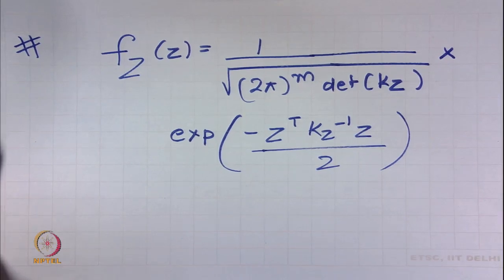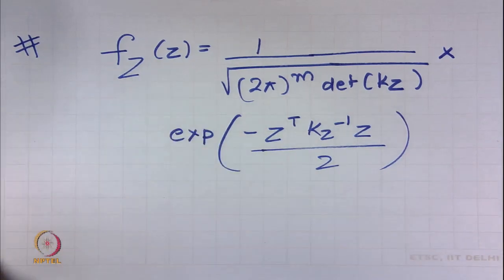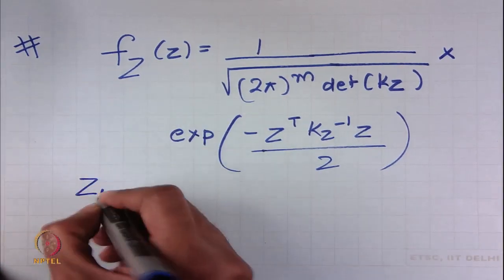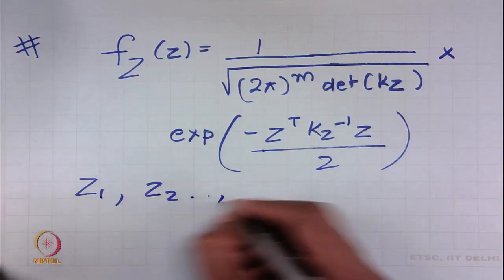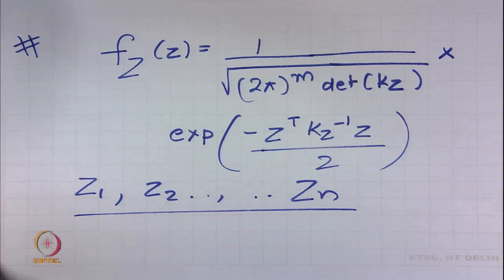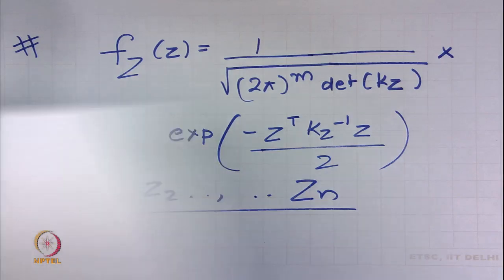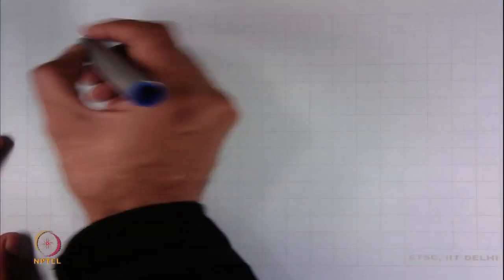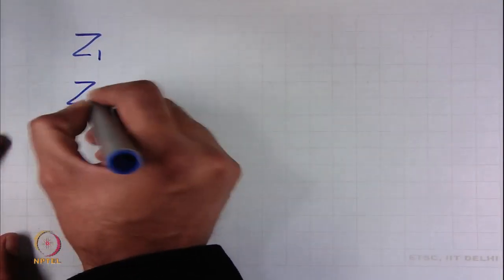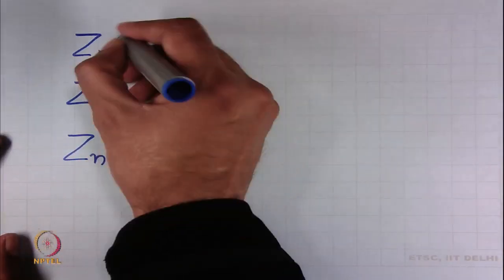Okay. Now, let us try to ask ourselves a question: what happens if the elements of z, that means z1, z2, zn, so these z1, z2, zn are random variables. What happens if these random variables are uncorrelated? What happens to this probability density function? So, this is what we are trying to discuss and see, okay? And we will end up with a very interesting result. So, let us start with the premise that these z1, z2 and zn are uncorrelated.